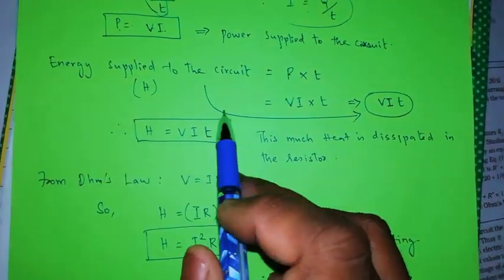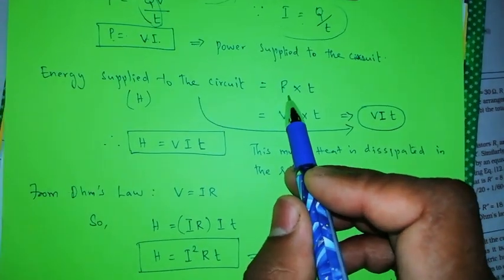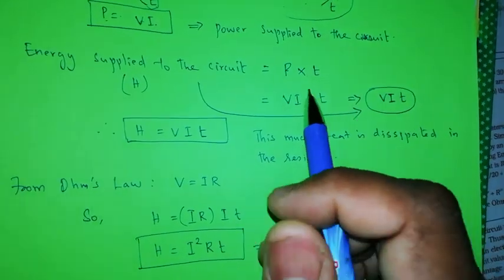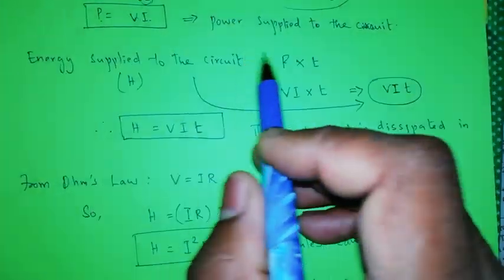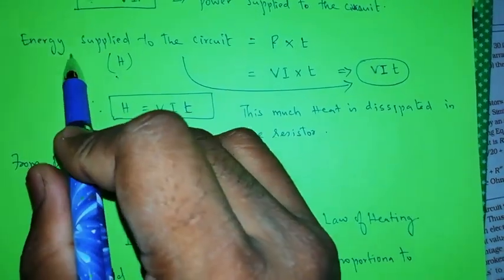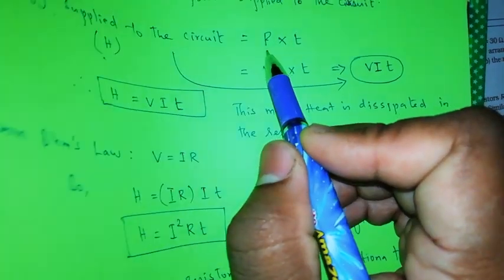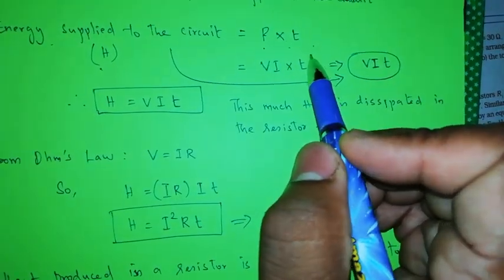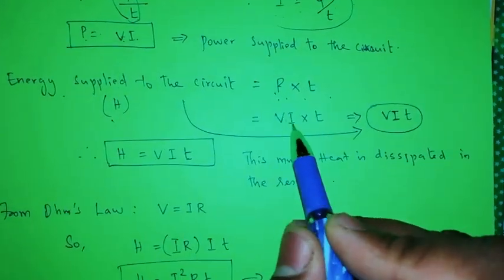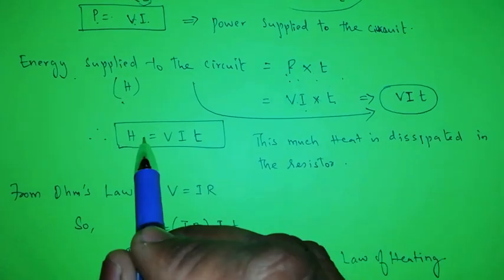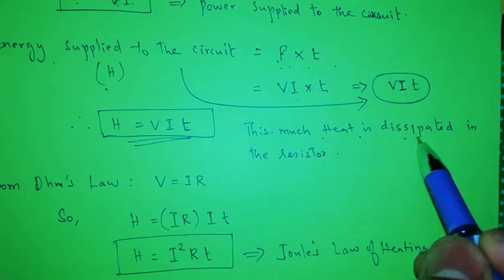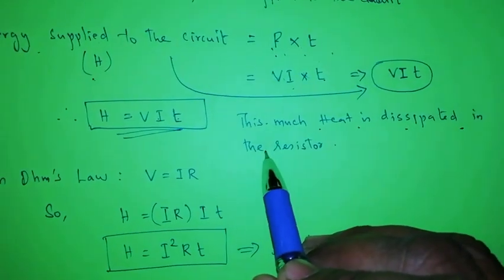So the energy supplied to the circuit is P into time. The heat H, which is the energy supplied in the circuit, is nothing but the power into time. P we already know is VI, so substituting VI here into t, we get VIt, and this is the amount of heat dissipated in the resistor.